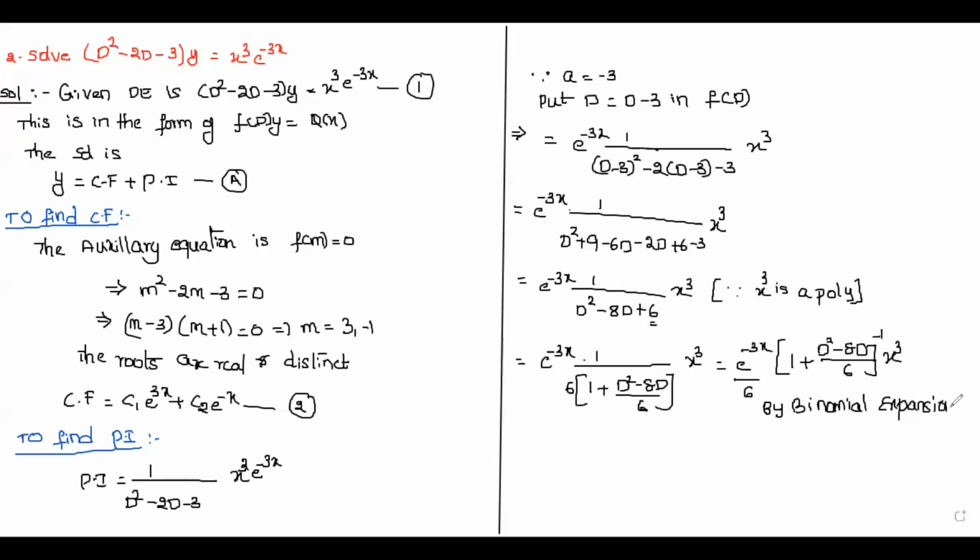this will be equal to e power minus 3x by 6 into, since it is plus inside and minus outside, as we have discussed in the previous methods, 1 plus D whole power minus 1 is equal to 1 minus D plus D square minus D cube plus and so on. So 1 minus D square minus 8D by 6 plus D square minus 8D by 6 whole square minus so on into x cube.